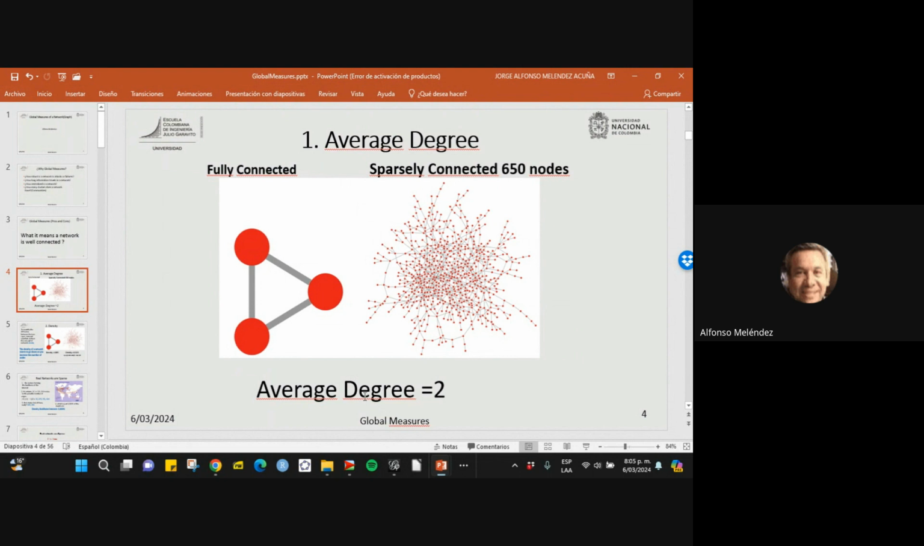Okay? So perhaps this is not a very good measure of a network, or at least for these two examples, this measure, that is a global measure. What is the average degree of a network? For each node, you sum the degrees of all the nodes and divide by the number of nodes. It's very simple. Okay?